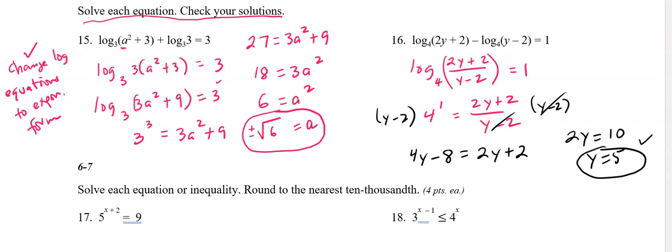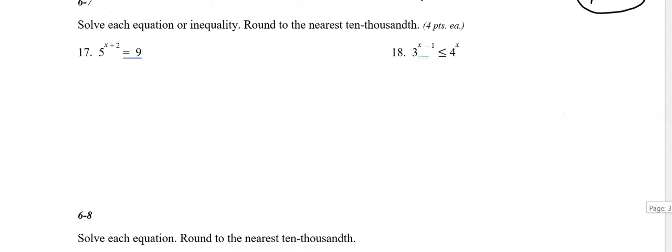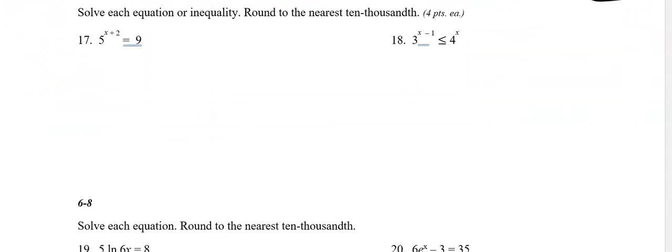Now we leave log equations and we go to exponential equations. So the procedure is going to be reversed. Instead of going from log to exponential, we're going from exponential to log. And the way I do that is I do log on both sides.